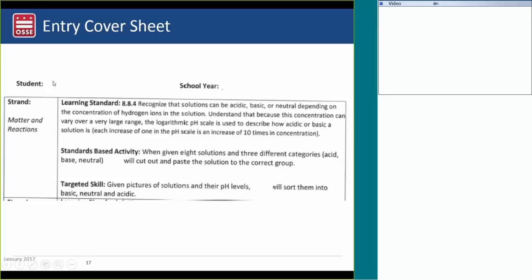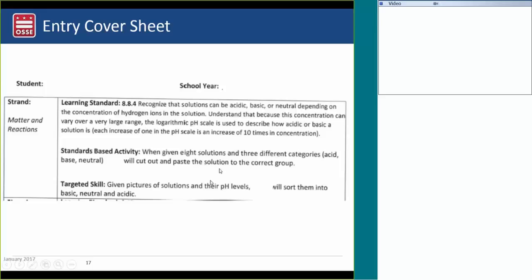So the student would be whatever the student's enrolled name is, and then the school year for this assessment cycle, this will say 2016-2017. Now here is an example of matter and reactions, learning standard 8.8.4. There's the alpha code. And then here is the standard written verbatim from Appendix D or from the entry point document for standard 8.8.4. Okay? So two things: this and this. They both have to appear.